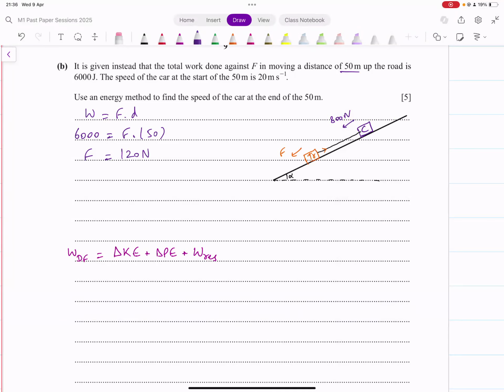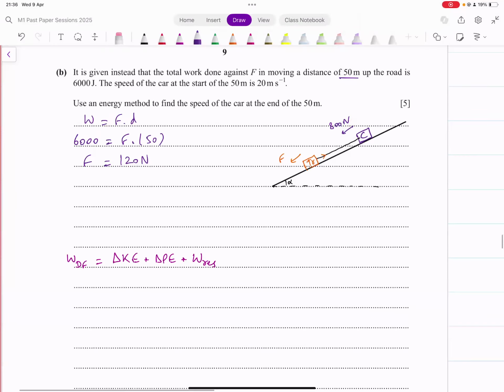Now that we've got this value, what else is given? The speed of the car at the start of the 50 meters is 20 meters per second. So the car is moving up. When it started its journey, its speed at this point was 20 meters per second. It's traveling up a distance of 50 meters. Both of these objects are traveling together, right? The car is moving and the trailer is also moving. Start is from 20 meters per second.